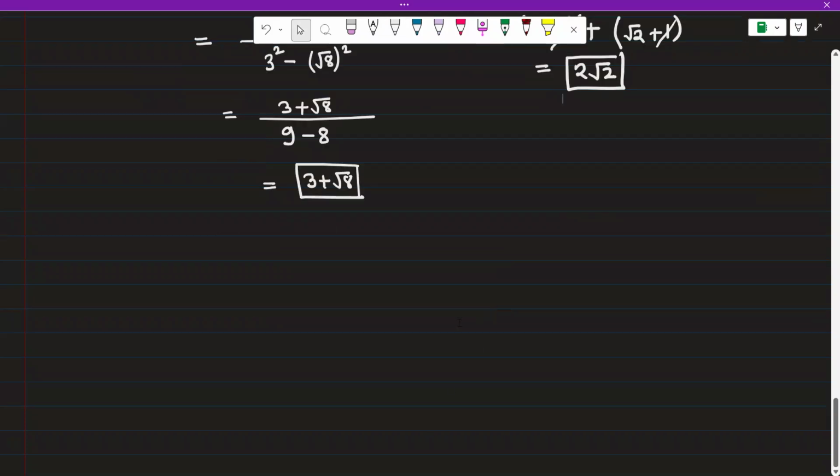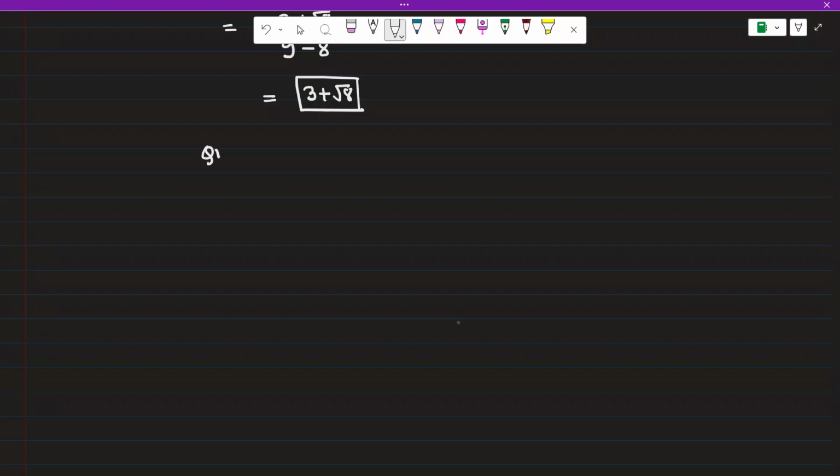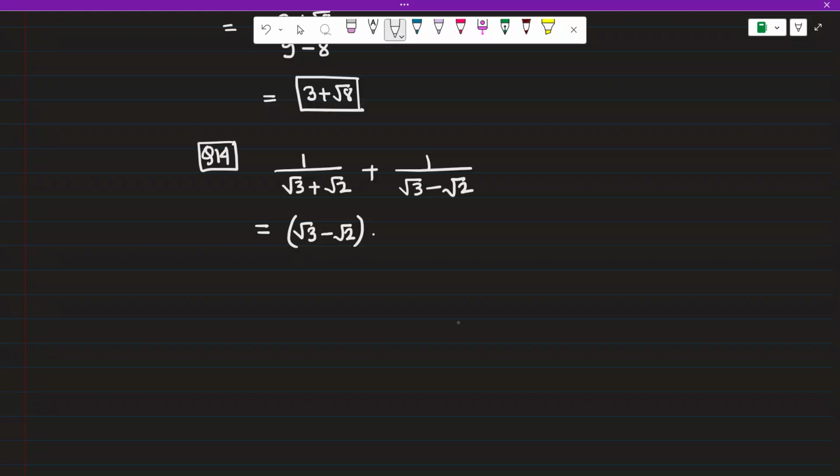Let us take our next problem, 14. 1/(√3 + √2) + 1/(√3 − √2). If you rationalize the denominator, we get √3 − √2 plus √3 + √2. If we cancel out plus √2 minus √2, we have √3 plus √3. If you add these two like terms, we get 2√3. That's our final answer.